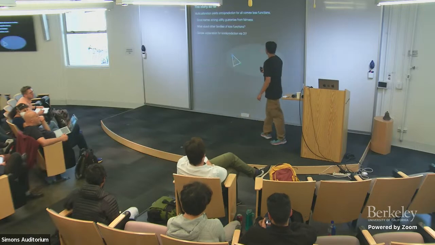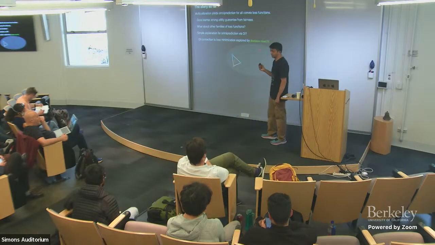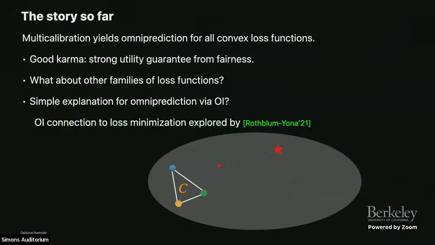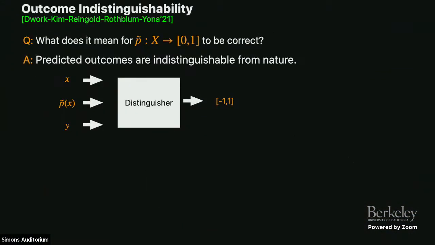Okay, we're doing great. So now let's talk about whether there's an explanation for this through the lens of outcome indistinguishability. It's this beautiful work by Dwork, Kim, Reingold, Rothblum, and Yona, where they present a fresh perspective on this classic question of what does it mean for a predictor P tilde to be correct? And the answer, which is very natural in hindsight, is that the predicted outcomes of this predictor are indistinguishable from nature. So this is formulated, as Michael showed us, in the language of distinguishers.